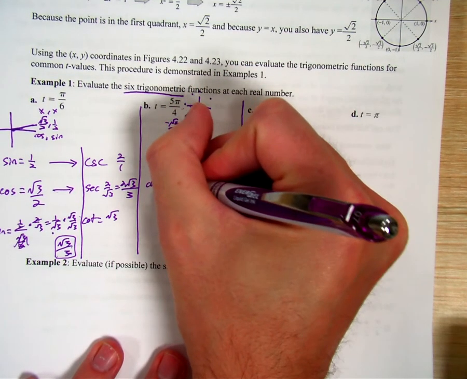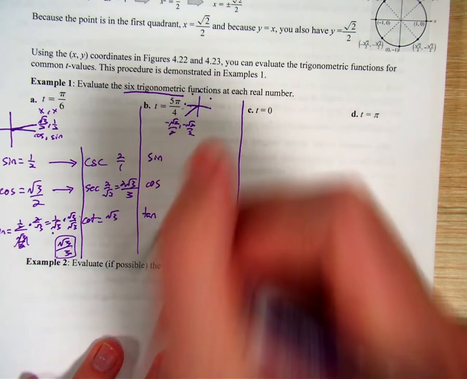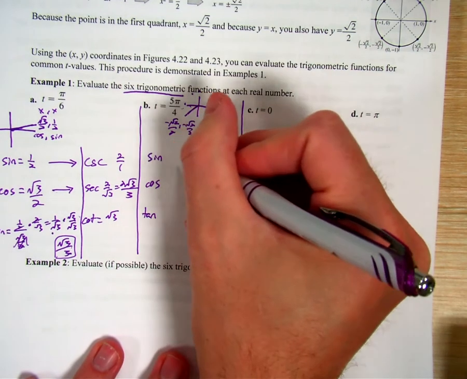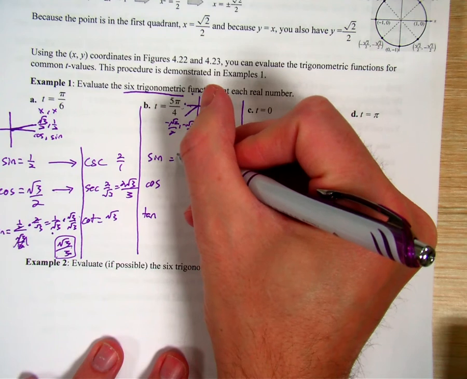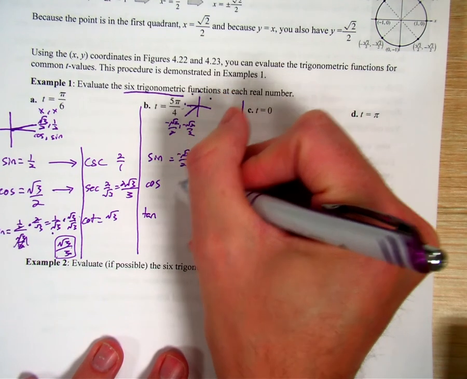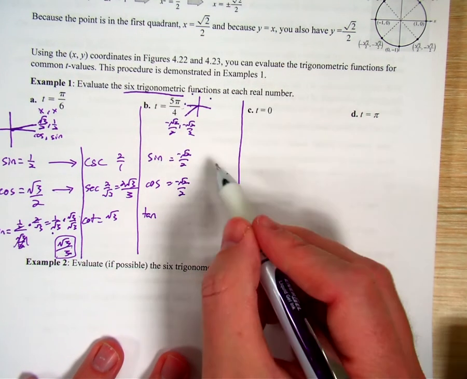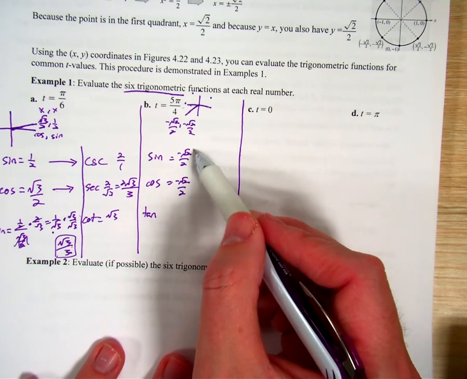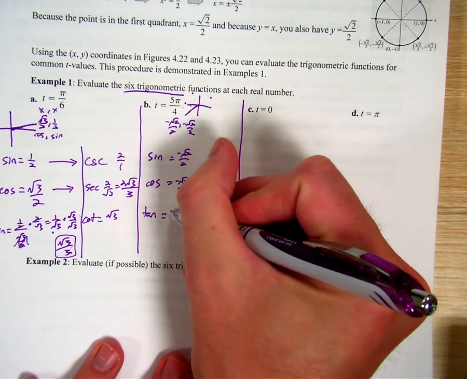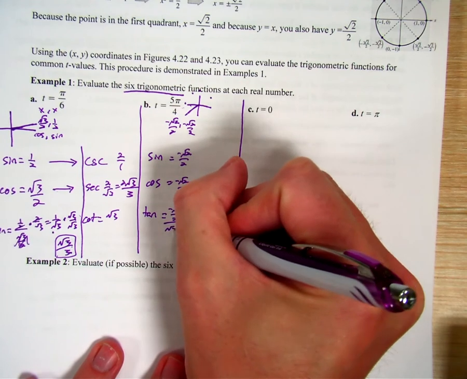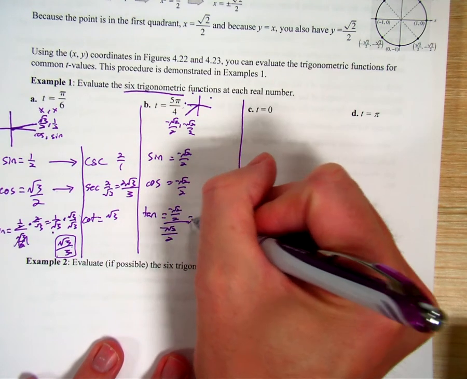Sine, cosine, tangent. Makes the tangent one easy. Okay, so sine, negative radical 2 over 2. Cosine is also negative radical 2 over 2. Tangent, you got one thing divided by the same thing. I'll show the work here, but it's the same thing divided by the same thing. It's going to be 1.